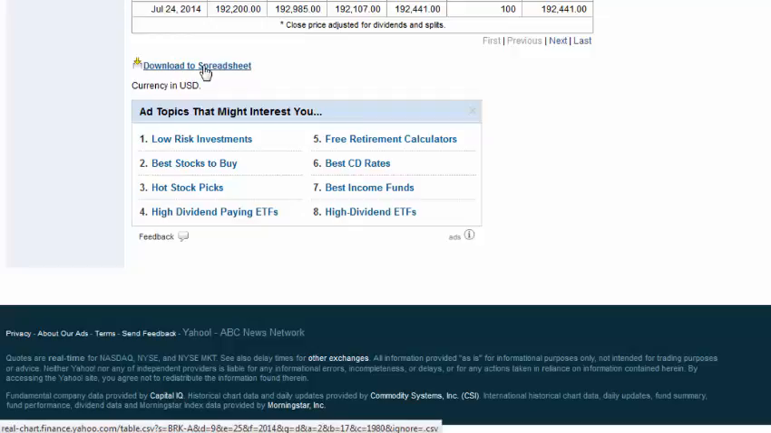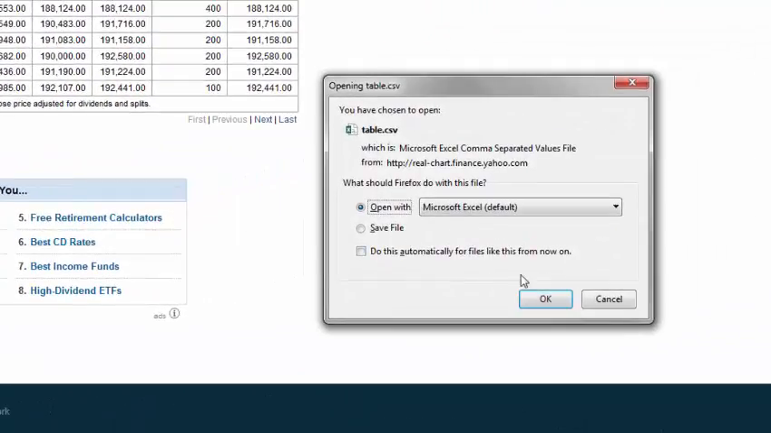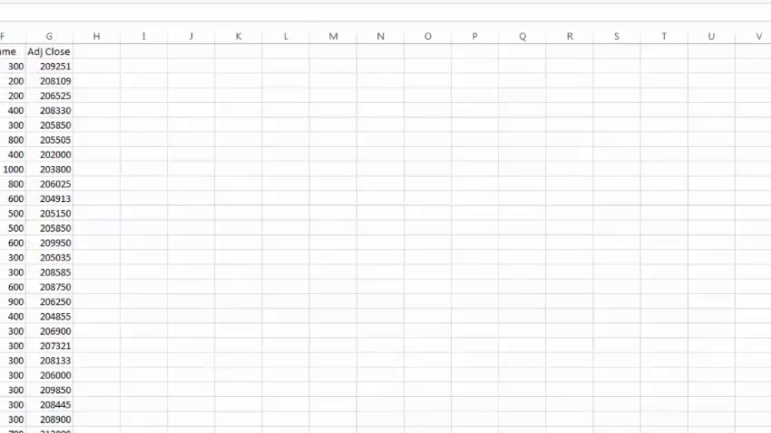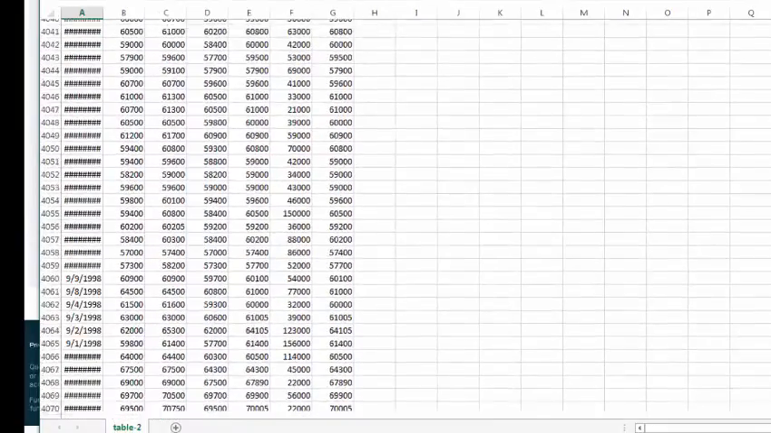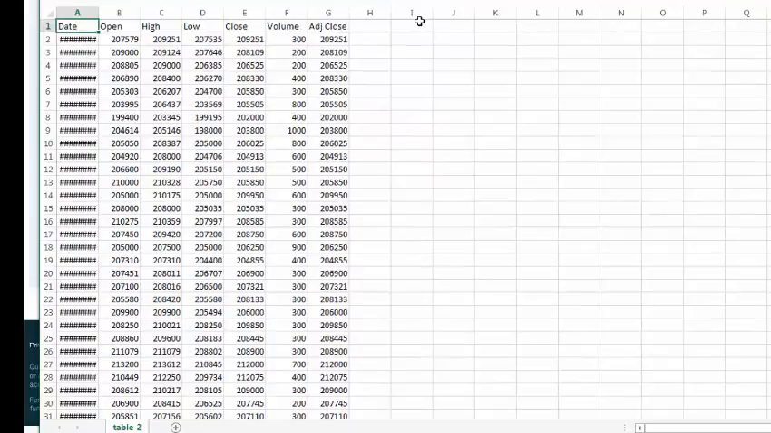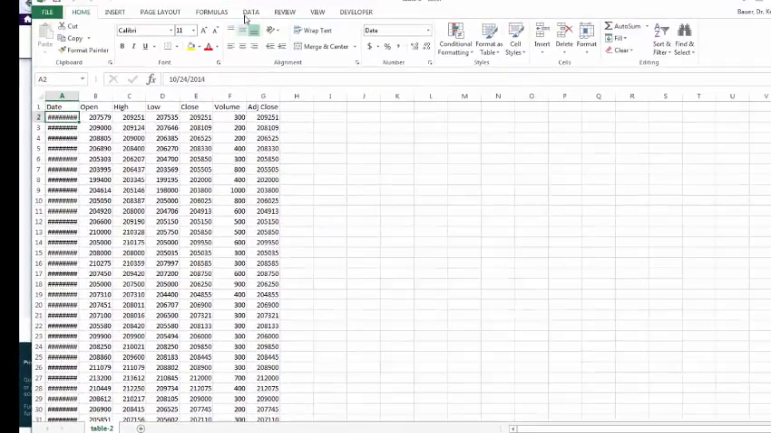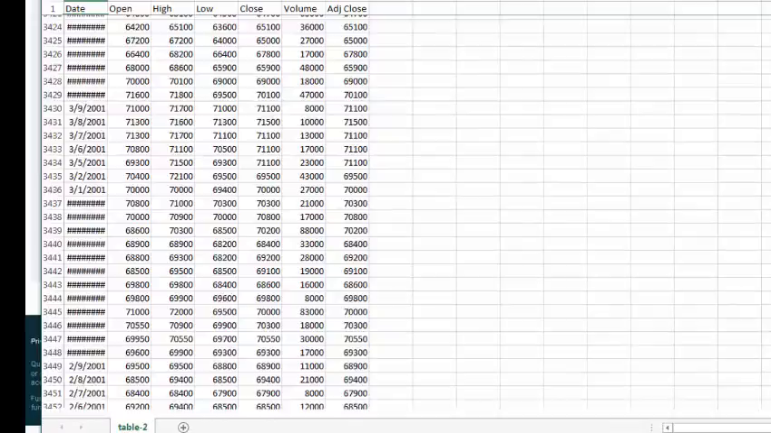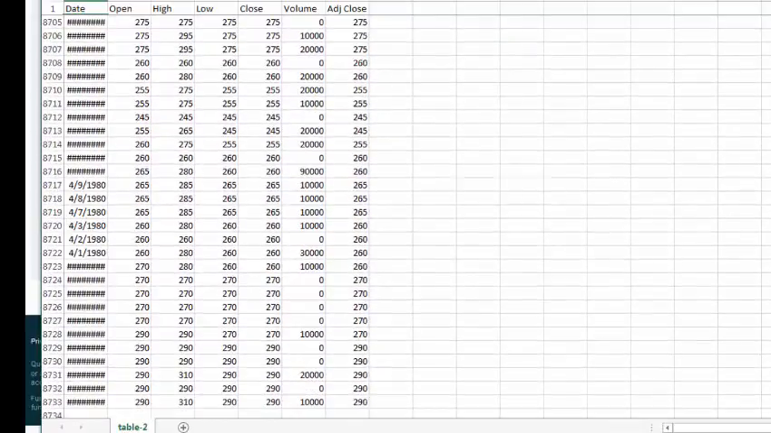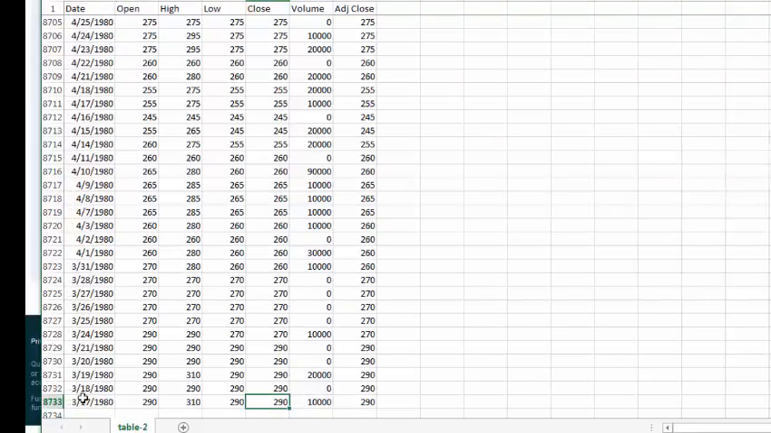I'm going to download the spreadsheet. You'll find that this company has never, ever split their stock. Oh, by the way, I better take a look at the close and the adjusted close. Let me view, freeze my panes, and then I'll have my headings up there as I scroll all the way down to the bottom.